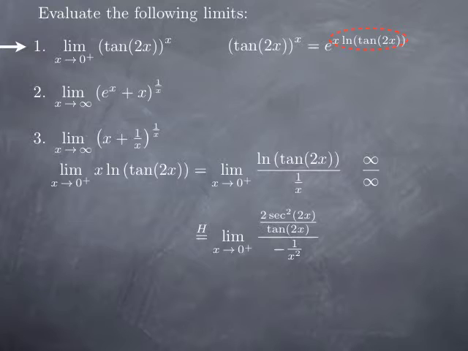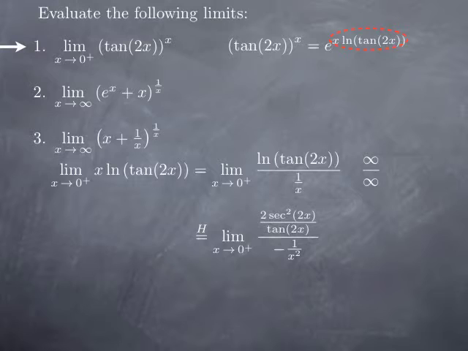So let's examine the derivatives. The derivative of ln of tangent 2x is going to be the derivative of tangent 2x divided by tangent 2x. But the derivative of tangent is secant squared, so using the chain rule, the derivative of tangent of 2x is secant squared of 2x multiplied by the derivative of 2x, which is 2. So we get at the top 2 secant squared 2x divided by tangent 2x. Then we divide that by the derivative of 1 over x, which is negative 1 over x squared.